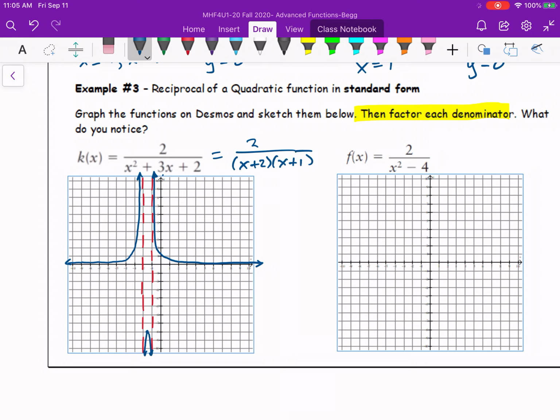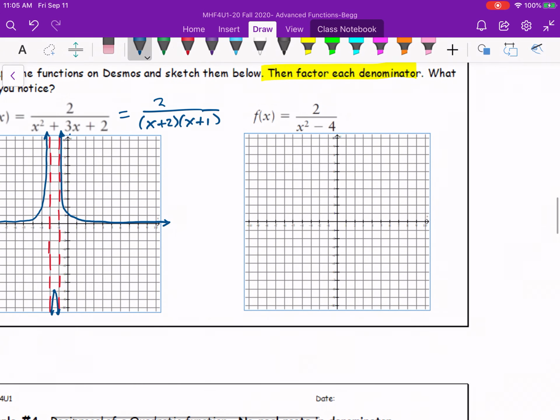Oh my goodness. Look at that. We got zeros on the denominator of -2, -1. That corresponds to the vertical asymptotes of x equals -2 and -1. So we can see that whether something's in factored form or standard form, the graphs should look the same, and we still get the same asymptotes, and so on. So let's graph this one, 2 over x squared minus 4.